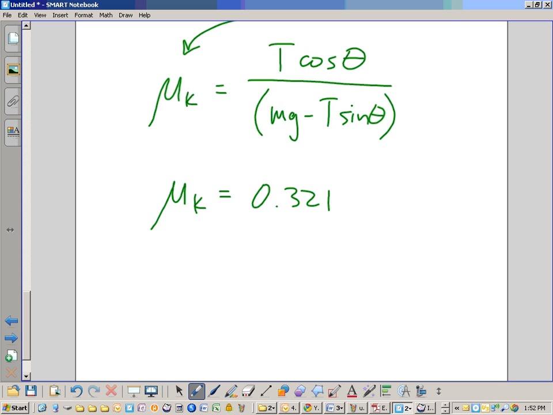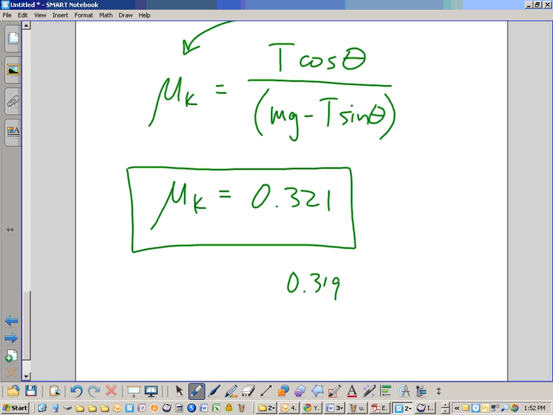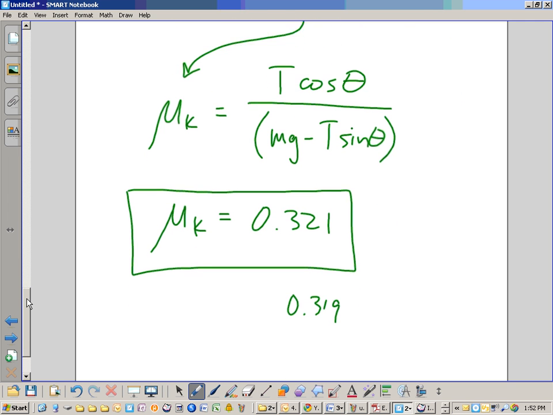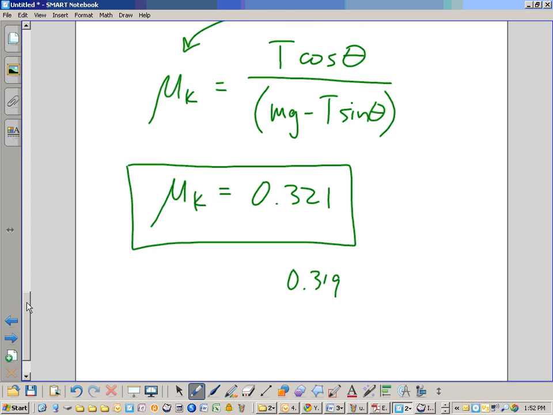0.321. I think the answer D on there was 0.319. That's within a couple percent, or maybe even within 1%. It's 2 on 300, so it's within 1%. But basically what happened there was I took T cosine theta. If you do T cosine theta, you get 14 point something. So if you just put it in, you get this bigger number. If you put in 14, you get 0.319.